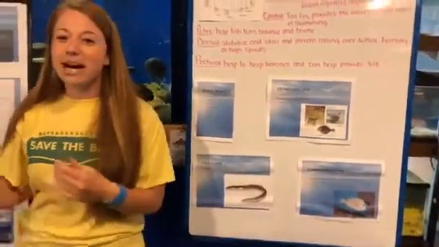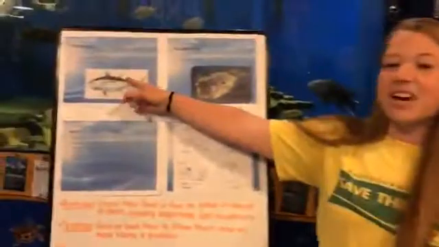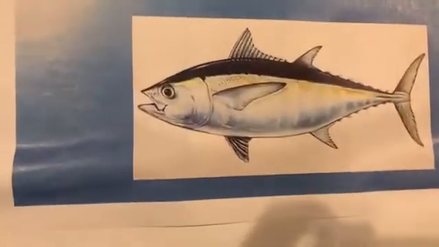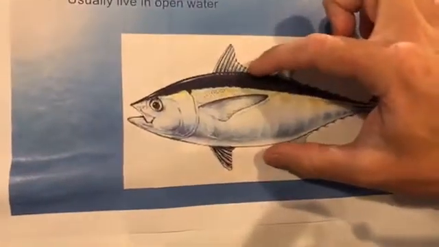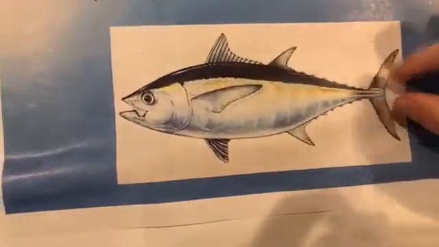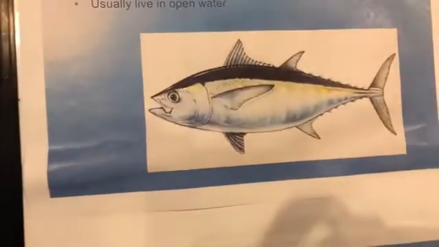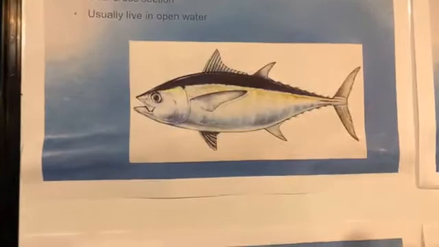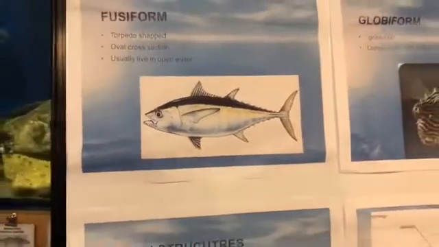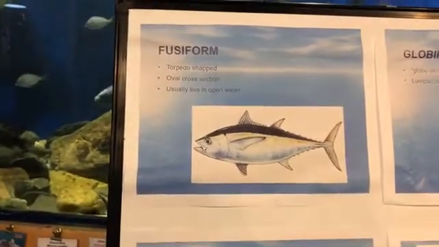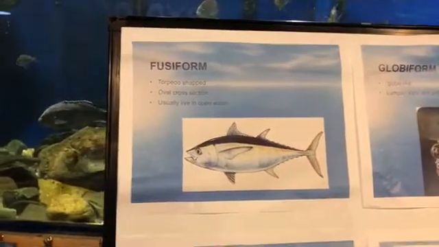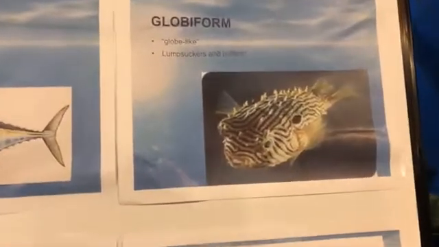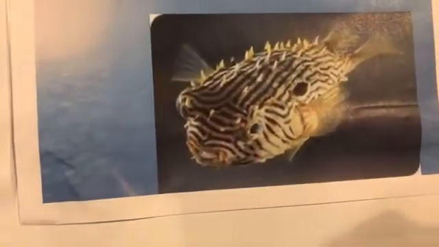The last two body shapes that we're going to talk about start with our fusiform. Our fusiforms are torpedo-shaped, which just means that they're thicker in the middle and then they taper off at both ends. They have an oval cross section, so if you were to cut the fish open, you would see that oval shape, and they usually live in open water.